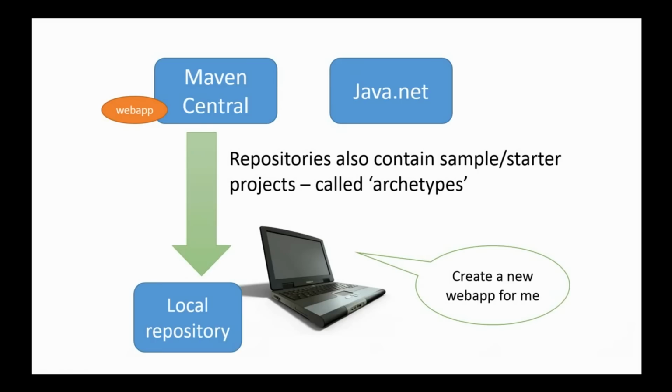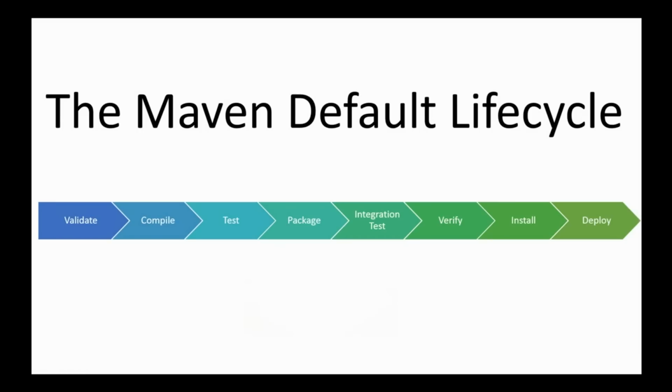The repositories also contain sample applications, which are called archetypes. So a developer can say, for example, I want to create a new web app. Maven will go and find the archetype for a web app, download that to the developer's local repository, and create a project for them. So Maven has a default lifecycle, which is worth understanding.